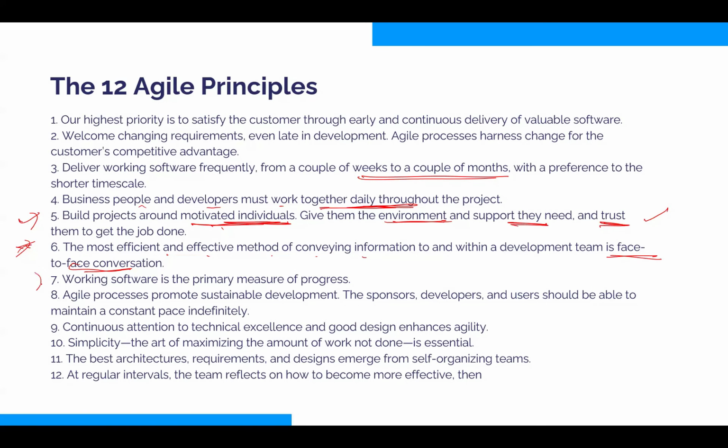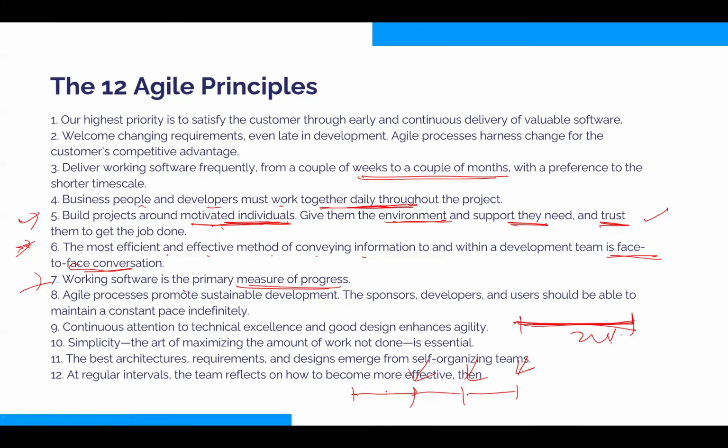Number 7, working software is the primary measure of progress. You know what this principle means. How do we measure progress? Let's say the team ran a 2-week iteration. We studied that earlier also: at the end of every iteration, we have a working product, or working software.